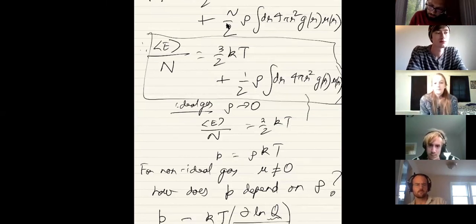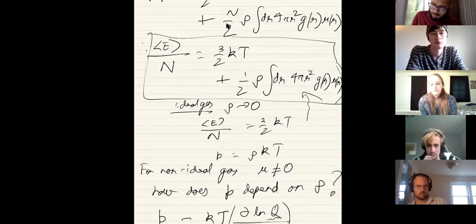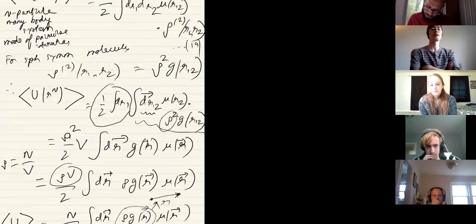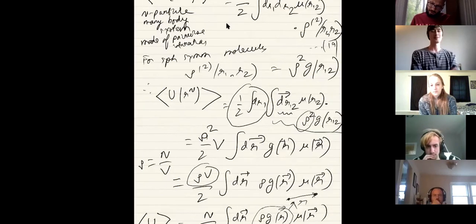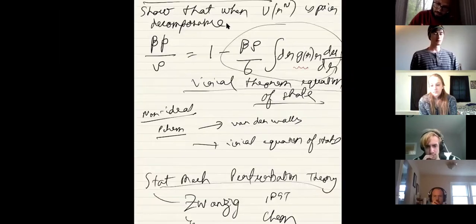This equation, right? The average energy is 3 by 2 kT plus half rho integral dr 4 pi r squared g of r u of r. And in fact, we had a vectorized version of this thing. We had integral d of r vector g of r u of r multiplied by rho. So let's use this equation and try to play with it today.